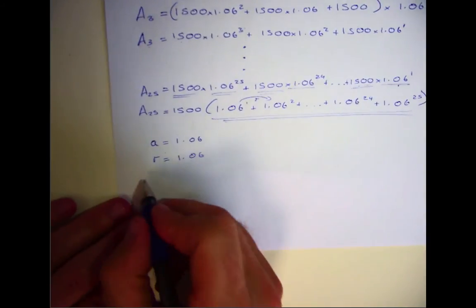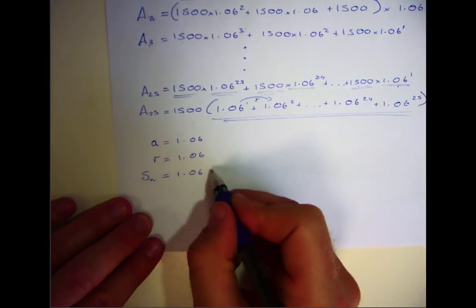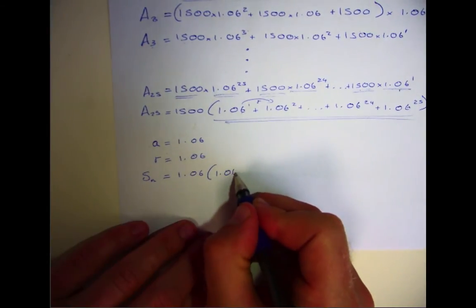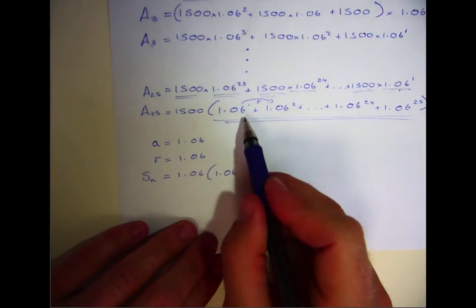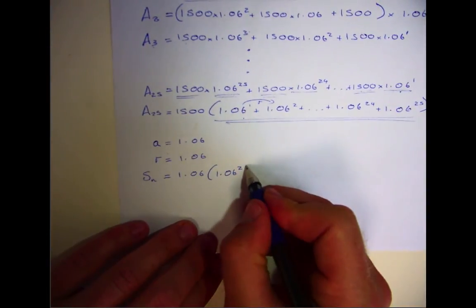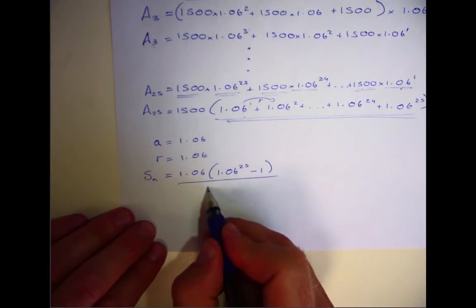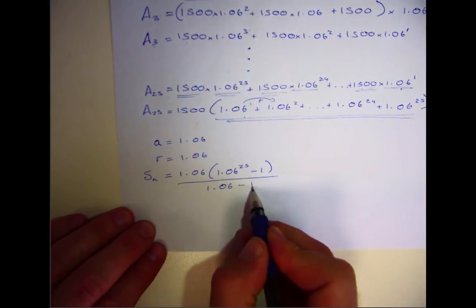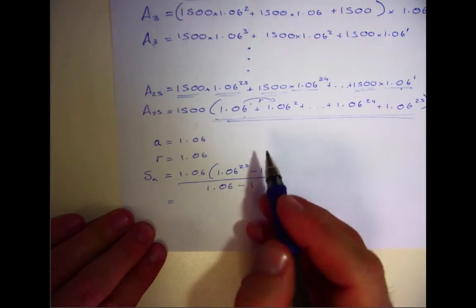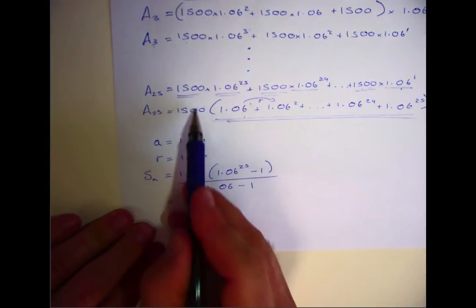So the sum of this geometric series will be A, 1.06, outside of, R to the power of n. Now how many terms are there in this series? We started at 1, we got up to 25, there are 25 terms in the series, minus 1, over 1.06, which is R, minus 1. Okay, now that is the total of this series. So A25 will be that times by this amount.